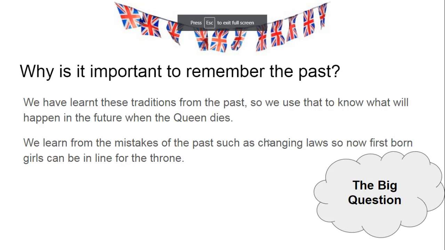So if we think back to our big question, why is it important to remember the past? Well, we have learnt these traditions from the past. Remember, a tradition is something that we always do that's happened over time. So we have learnt these traditions from the past, so we use that to know what will happen in the future when the Queen dies. So we know it will always be the firstborn child because that's what happened in the past. So it's important to remember that.